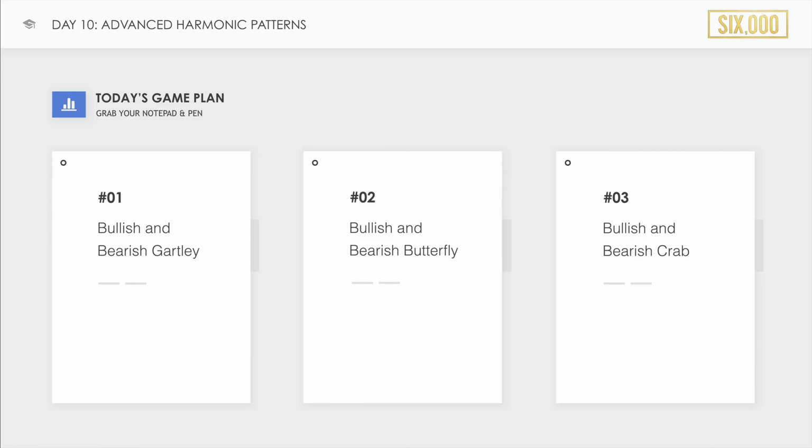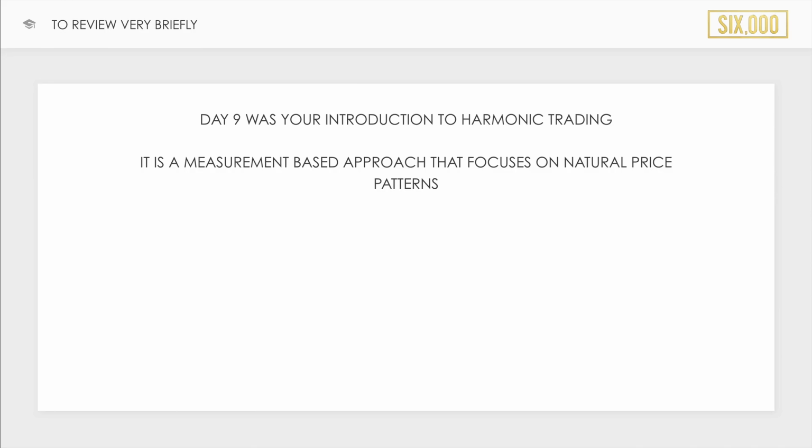Yesterday you learned about the bullish and bearish bat. So these are just different variations of harmonic patterns. So just to review very briefly what we learned in day 9, this was your introduction to harmonic trading. It is a measurement-based approach that focuses on natural price patterns in the market. They form in all time frames, all financial markets. We can use these formations on the 15-minute chart, the 4-hour chart, the daily chart. We can use them in Forex, stocks, commodities, even cryptocurrencies as well. We learned that M's, these are bullish type formations, and W's, these are bearish, meaning we're looking to sell.